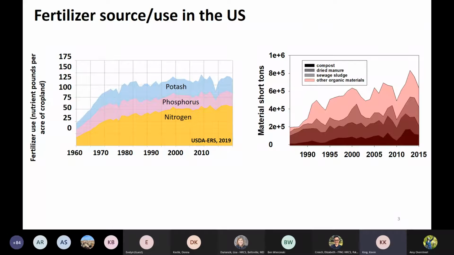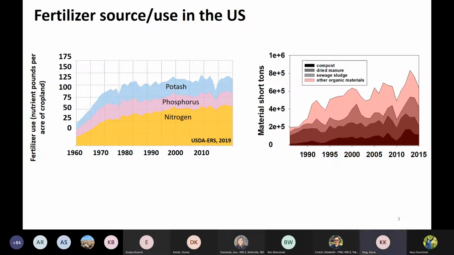Let's dive into the source component a little more deeply. Nutrient source inputs may be internal and external. Internal sources are primarily associated with nitrogen and include fixation associated with legume crops. Whereas external nutrient sources include commercial fertilizers and organic animal manures.